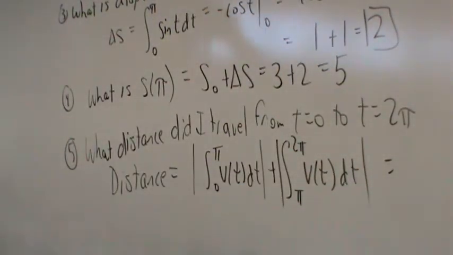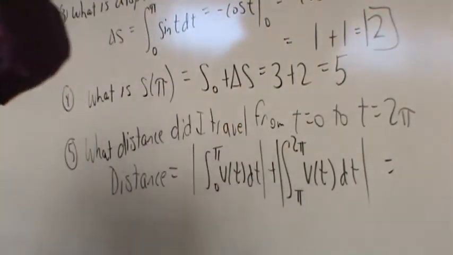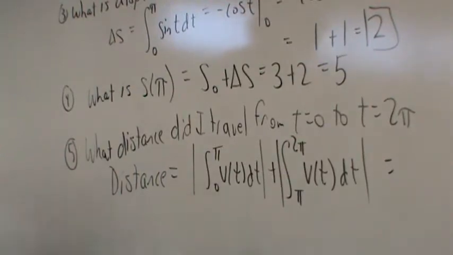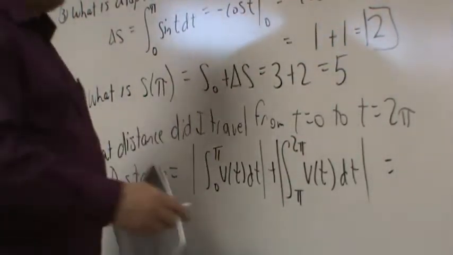Just get how far I went from 0 to pi, which by the way is 2. What do you suppose the distance traveled from pi to 2 pi is going to be? 2. Yeah, 2 also, because there's symmetry there. So it ends up being a grand total of 4.